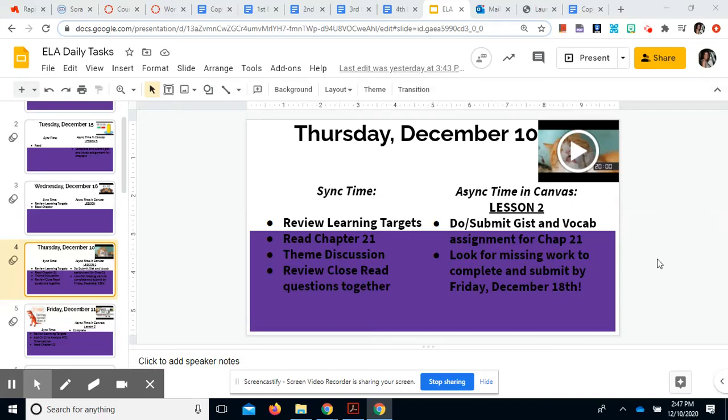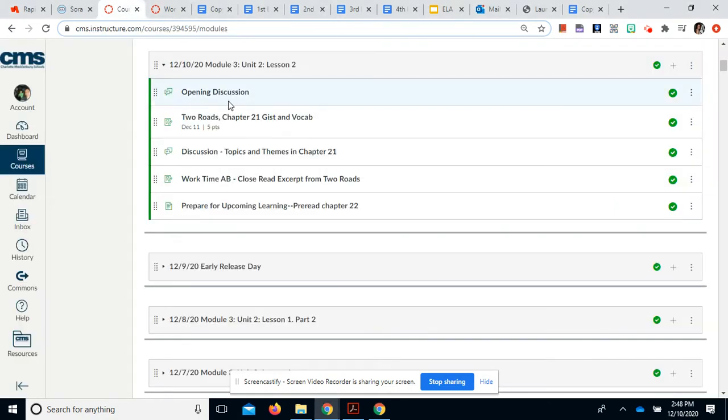All right, so here is a look at lesson 2 that we did in class on Thursday, December 10th. We're going to start with our opening learning targets, read chapter 21. There's another theme discussion. We're going to take a look at the close read. We just did a couple questions together. And then the assignment is to do just the vocab assignment for chapter 21 and look for missing work in Canvas that can be done before Friday, December 18th. So let's go ahead and look at the opening.